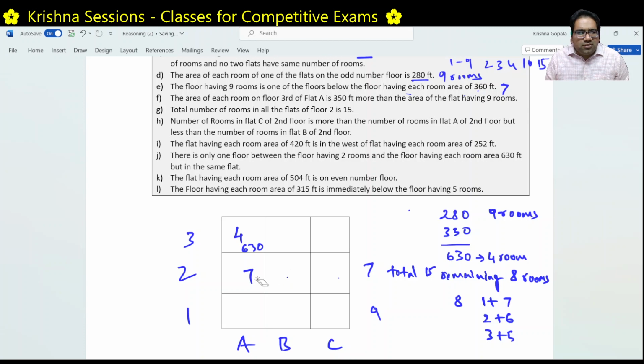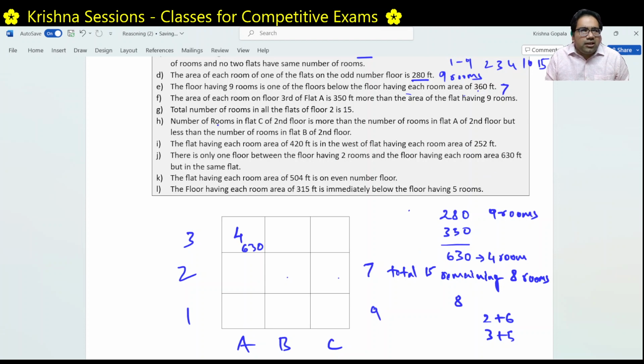So, this is not possible. So, 1 plus 7 also we will remove. Right. So in the second floor, there is one flat which is having 7 rooms, and two other flats can be 2 plus 6, 2 and 6 rooms, or 3 and 5 rooms. Right. In the second floor. This is what we have understood.